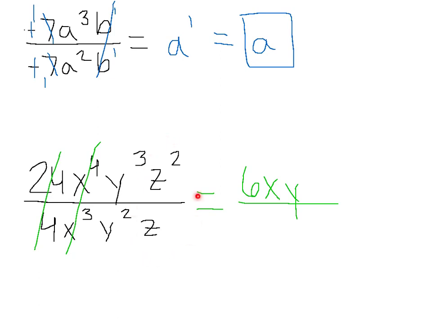And z, I have z squared divided by z. I can give this z an exponent of 1. Subtract the exponents, and I get z to the first power. Technically, nothing ended up on the bottom, so you can put it over 1, or you can just put it by itself.